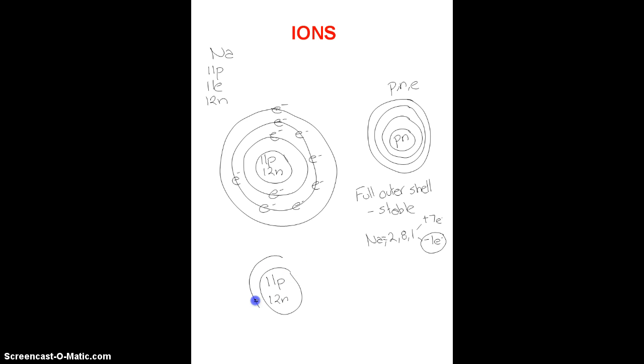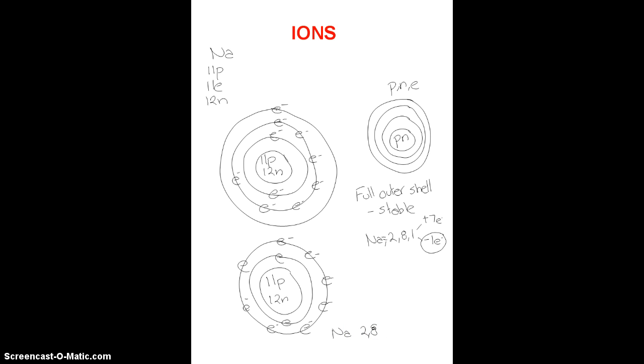Where it now has 2 electrons in its first shell, as before, 8 electrons in its second shell, but it has now no last third shell. It only has 10 electrons. So we're going to draw the shorthand of this. Sodium is now 2, 8.